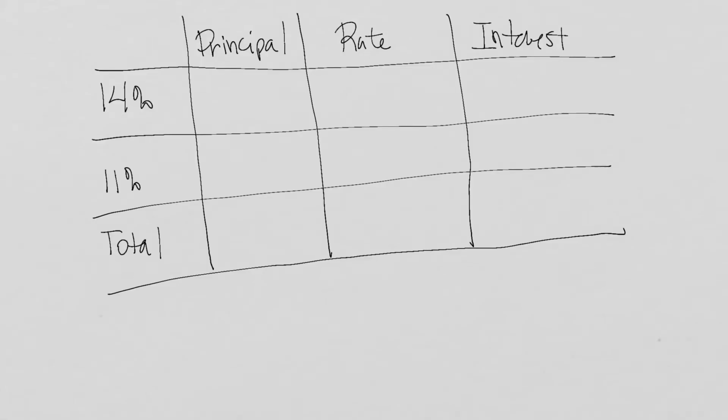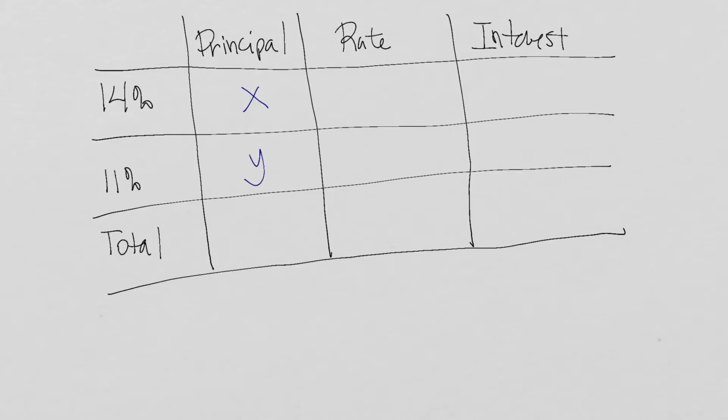Once again, setting up this problem using a table, I have a row for 14%, a row for 11%, a row for the total. There's a column for principal, a column for rate, a column for interest. It is not known how much is invested at 14%. We're going to call that X. It is not known how much is invested at 11%. We're going to call that Y.